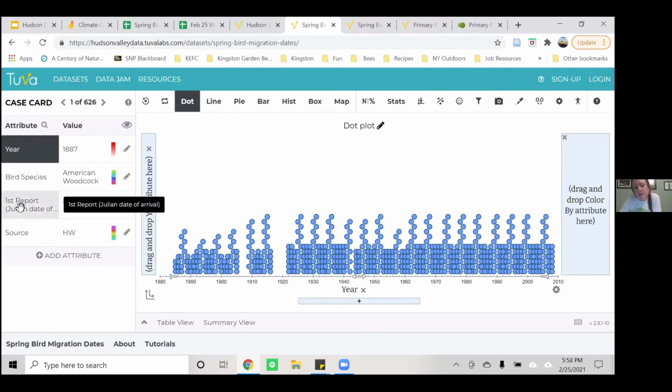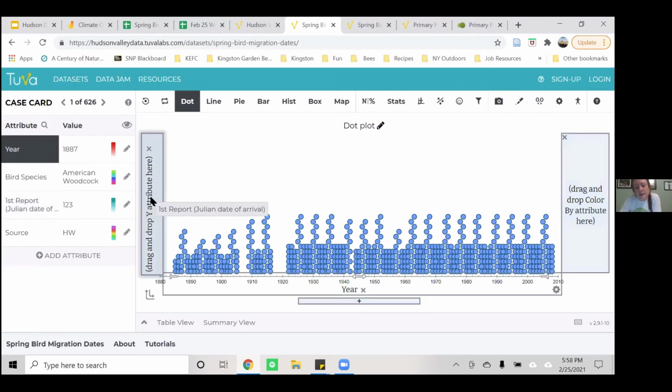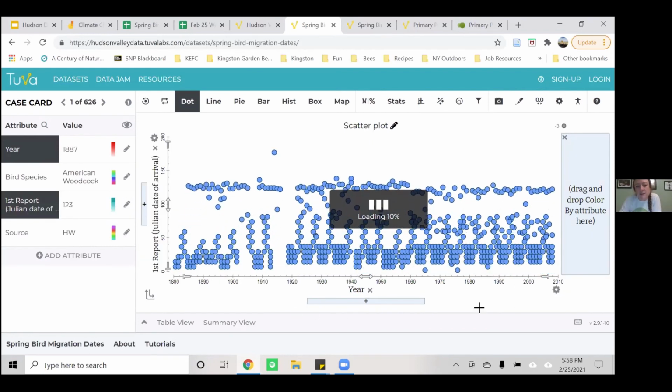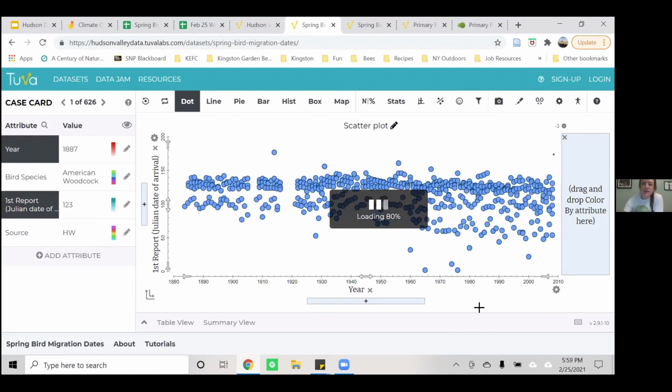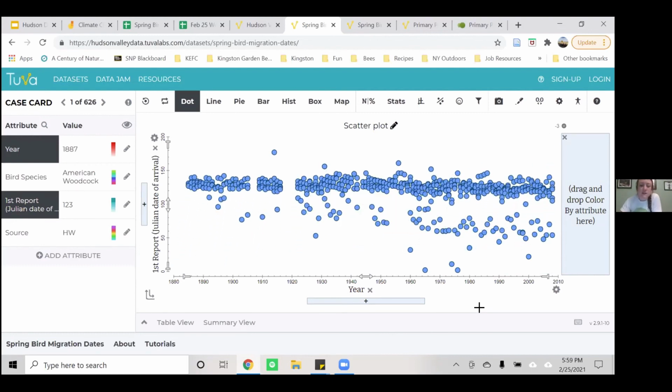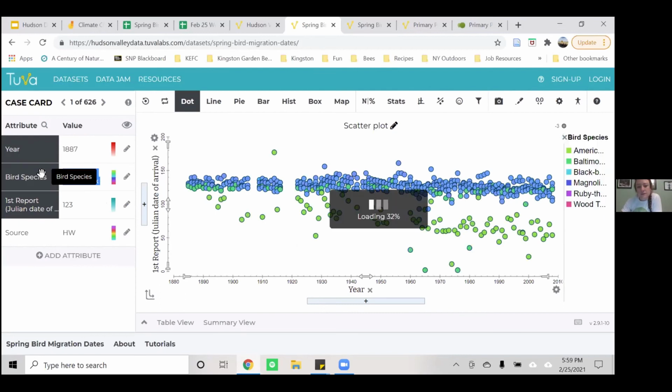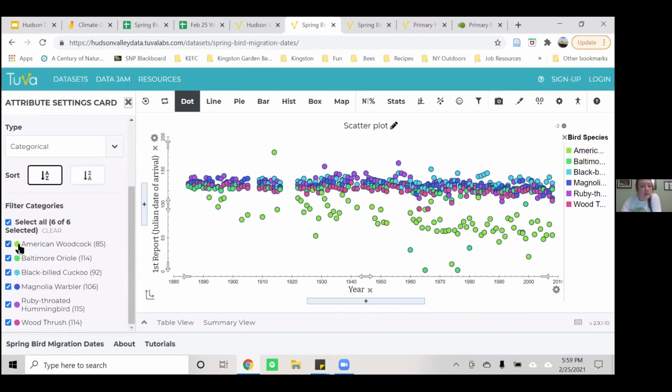Then I'm going to take our first report by the Julian date and drag it onto the y-axis. It takes a little while to think, and it's making us a beautiful scatter plot. Once again, all of our data are mixed up, but I want to look at the individual bird species. So I'm going to click on that. And now we finally have that graph where we can see all the bird species together, which is really, really cool. The one thing I want to do just to make your life a little bit easier is change the color for the American woodcock.